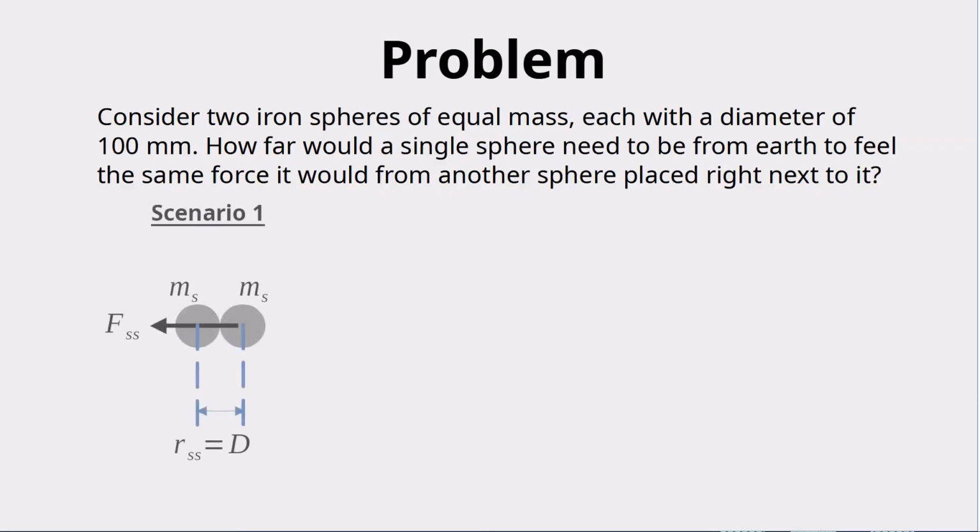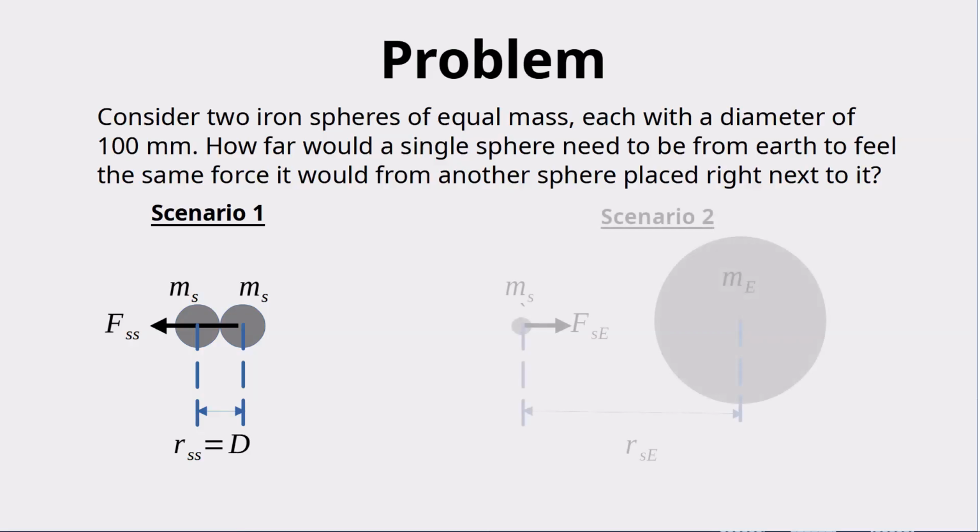In scenario 1, we have two identical objects with equivalent masses m_s. Because they are spherical and right next to each other, the distance between them, r_ss, is equal to 2 times the sphere radius, or just one diameter. Note that each object is exerting the same force on the other, but we're only interested in one.